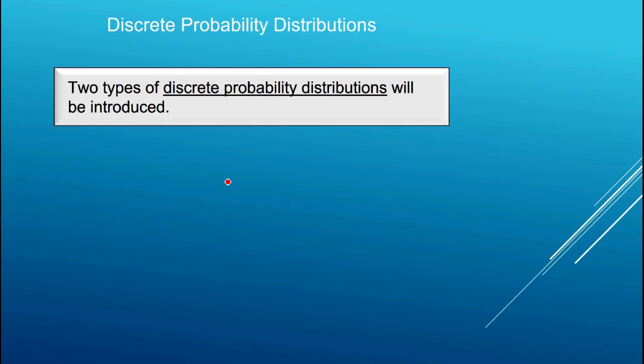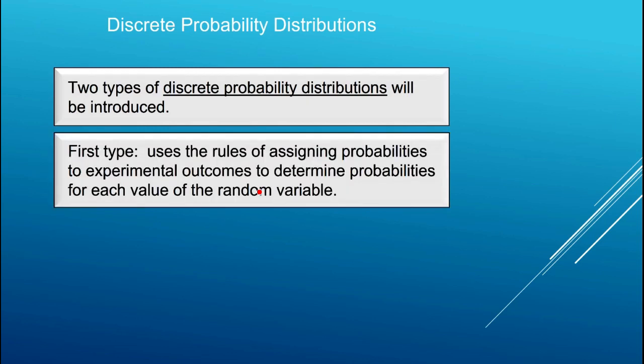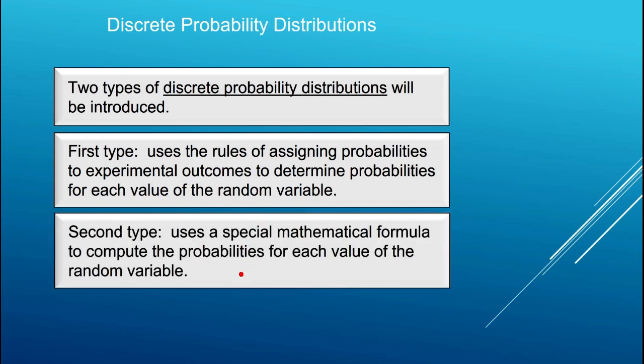There are two types of discrete probability distributions here then. The first type will use rules of assigning probabilities to experimental outcomes to determine the probabilities for each value of a random variable. And the second type uses special mathematical formulas to compute the probabilities for each value of a random variable. So here we're using sort of experimental outcomes, which is why a textbook calls this the empirical discrete probability distribution. This first type is the type that doesn't rely on mathematical formulas to describe the probability function.